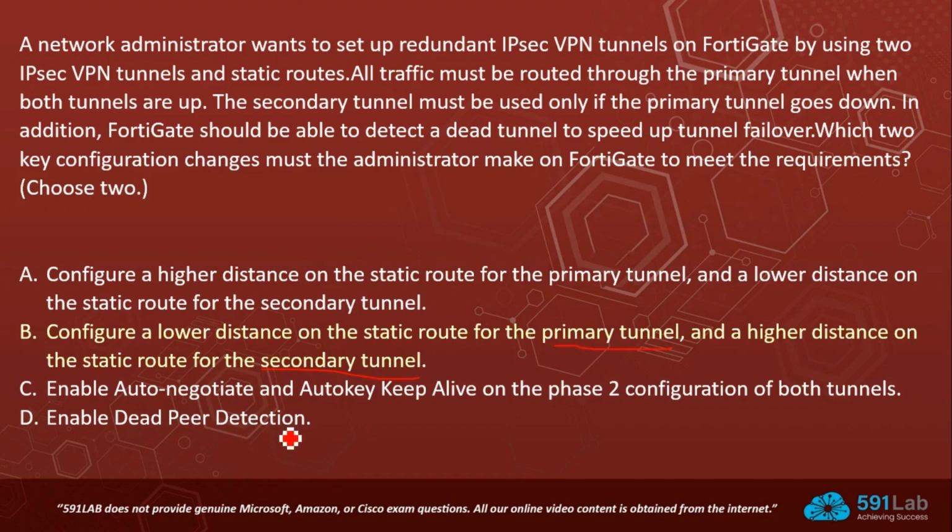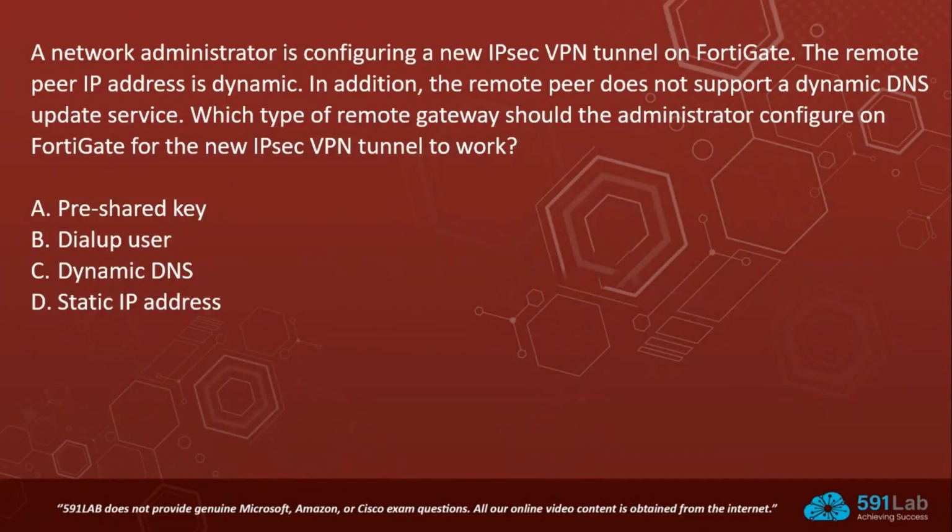Answer C: enable auto negotiate and auto keep alive on the phase 2 configuration for both tunnels. No, this one is incorrect. Answer D: enable dead peer detection. Yes, this one is correct. So the correct answers are answer B and answer D. Okay, let's go to the next question.